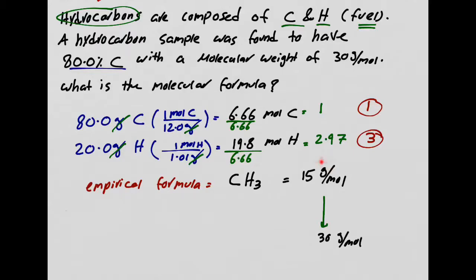How do I go from 15 grams to 30 grams? You have to multiply it by 2. You have to multiply it by 2, which means I need to multiply my empirical formula also by 2. If I do that, I get C2H6, and that is my molecular formula. That would be my molecular formula.